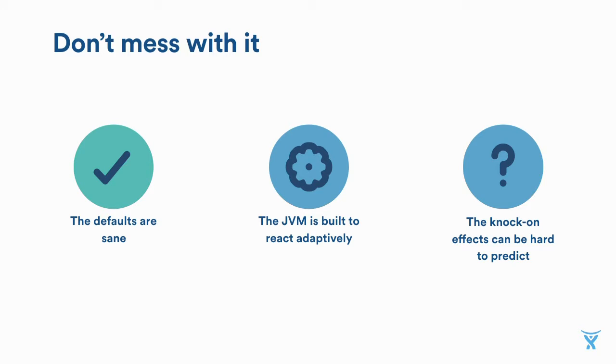Lastly, the knock-on effects can be pretty hard to predict. I kind of think of it a little bit like chaos theory, where if you have a butterfly flapping its wings in one part of the JVM, something really weird happens in another. And that's essentially what happened to us.